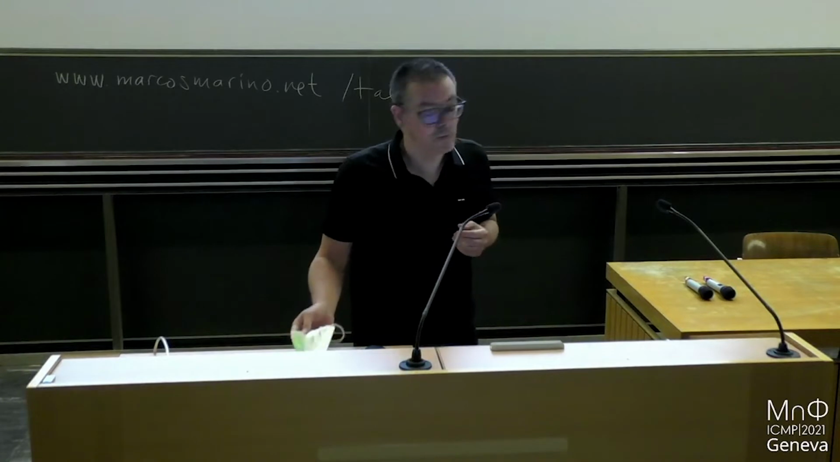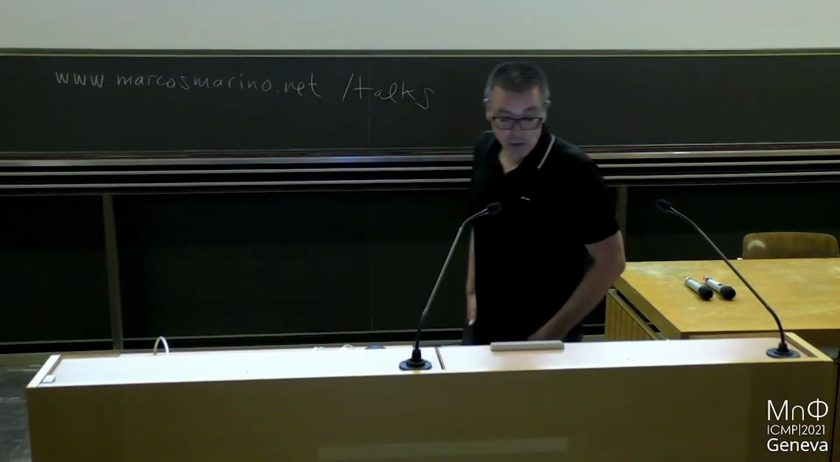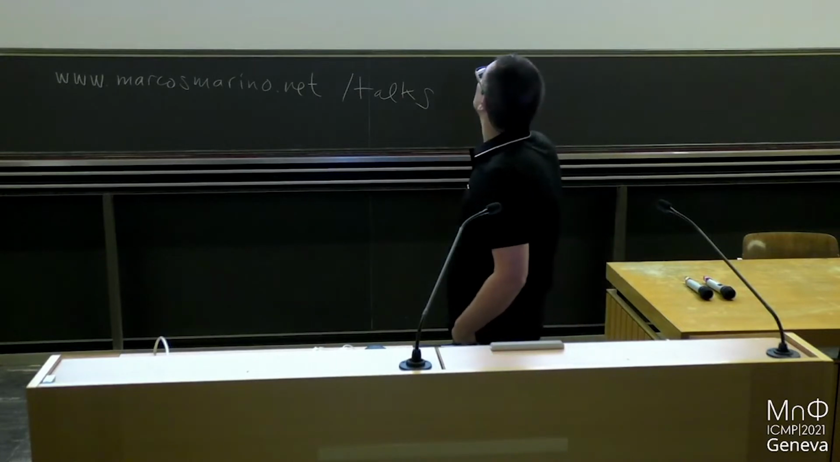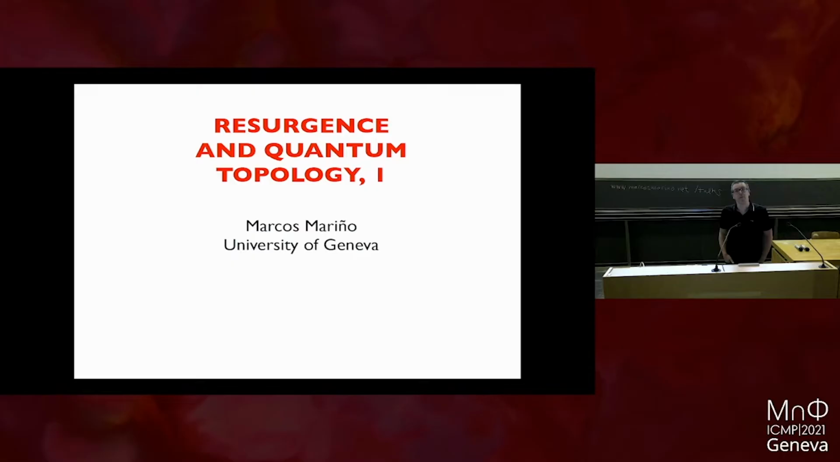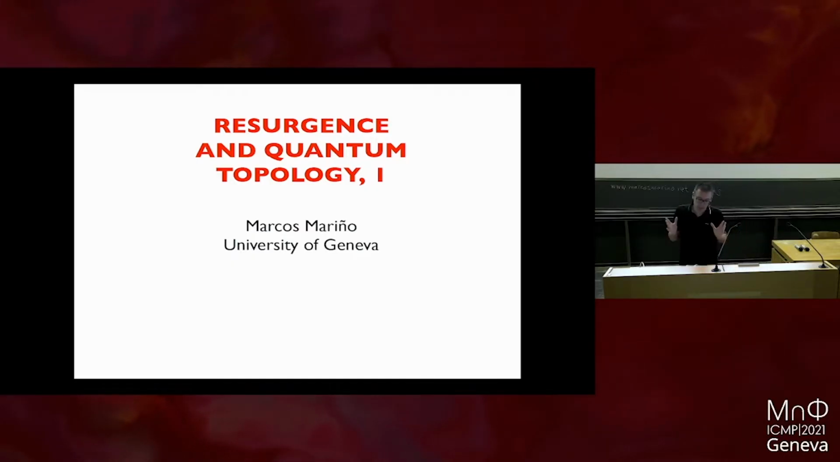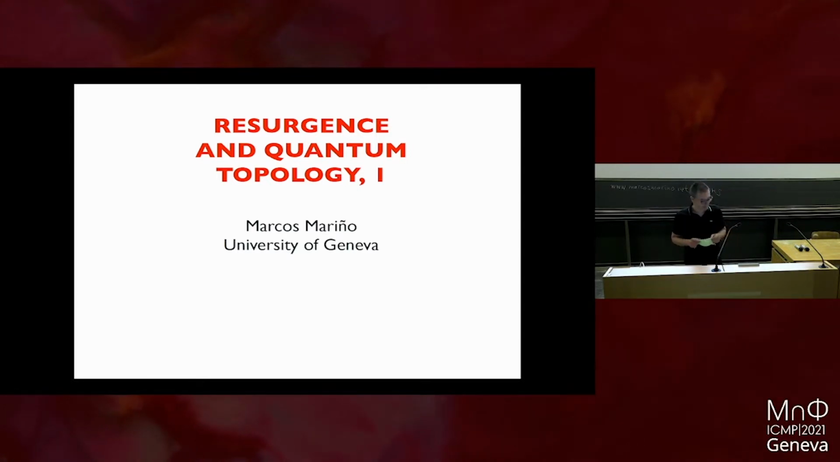Okay, thank you very much for the invitation to give these lectures. It's a really great honor to be here. So I'm going to give a mini course on resurgence and quantum topology. Probably not many of you are familiar with the subjects, so the course will essentially have two parts. The first part will be a short introduction to the general theory of resurgence, and then I will apply this theory to a very interesting problem appearing in quantum topology. More precisely, a problem appearing in the theory of quantum knot invariants.